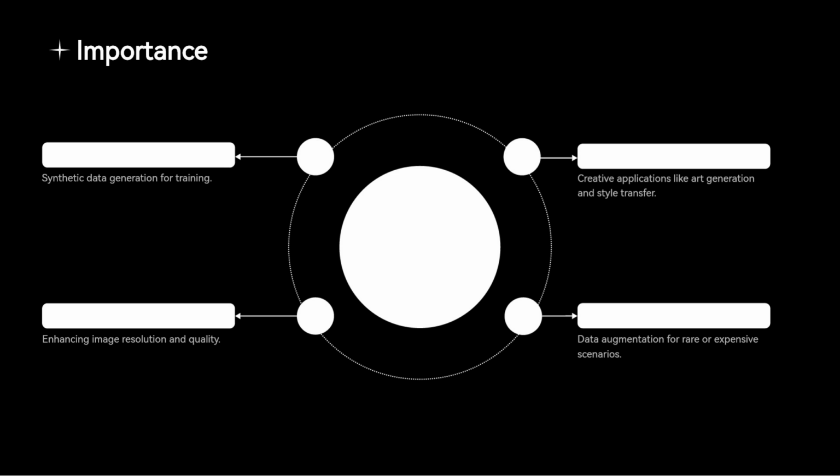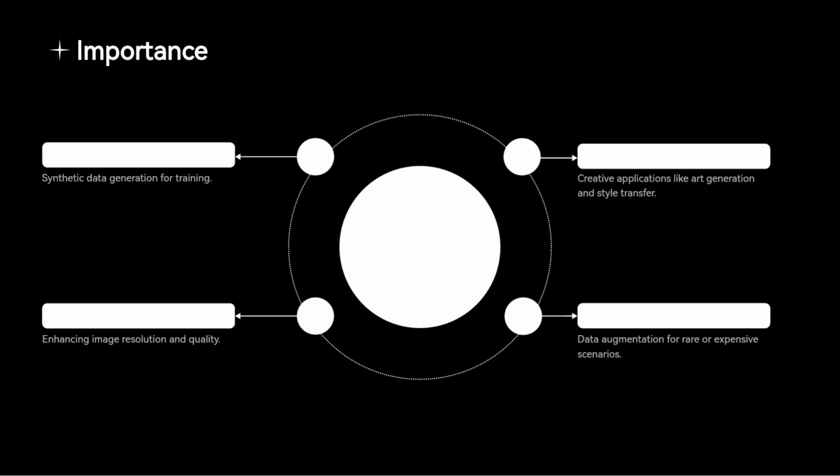Enhancing image resolution. Models like super-resolution networks can generate higher-resolution versions of images, improving visual quality and details. This has applications in fields like medical imaging and satellite imagery, where high-quality images are essential. Creative applications. Generative models are also used for creative tasks like generating artwork, creating realistic faces, or performing style transfer between images. These models blur the line between machine learning and art, enabling machines to create images from scratch.